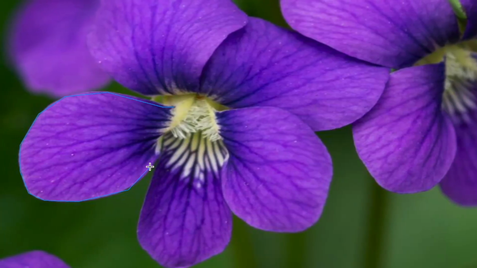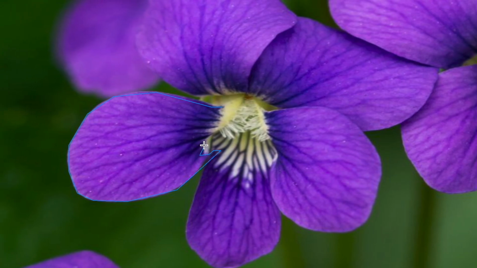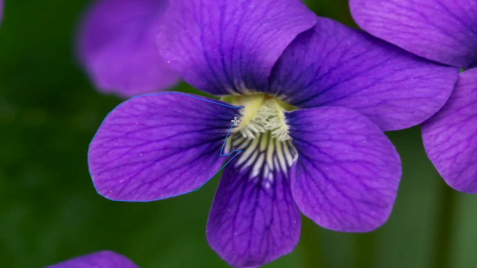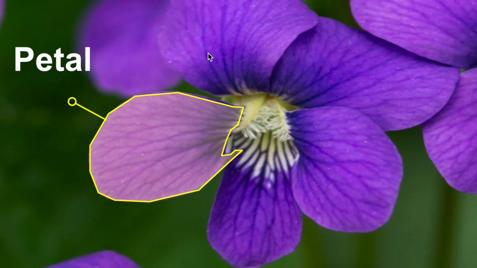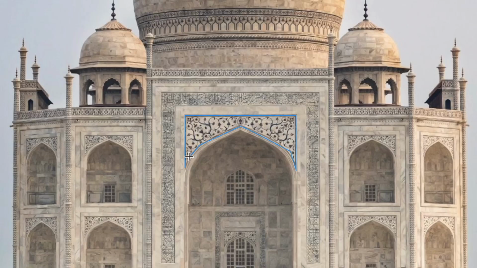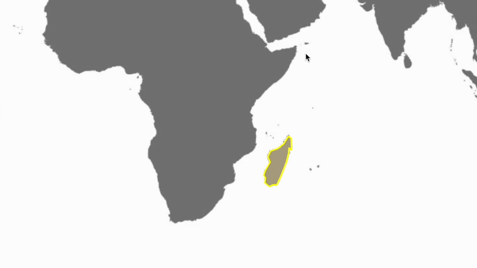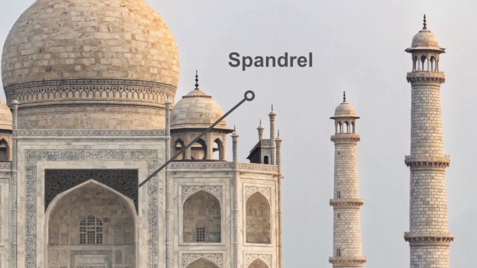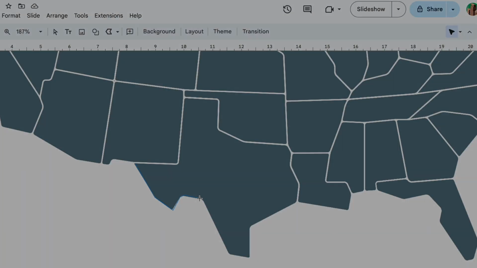Annotating images with polylines in Google Slides is a powerful way to elevate your presentations, allowing you to highlight specific areas with precision and creativity. Whether you're tracing routes on a map or outlining important sections in a diagram, polylines give you the flexibility to create custom dynamic annotations that engage your audience and enhance the visual storytelling of your slides.